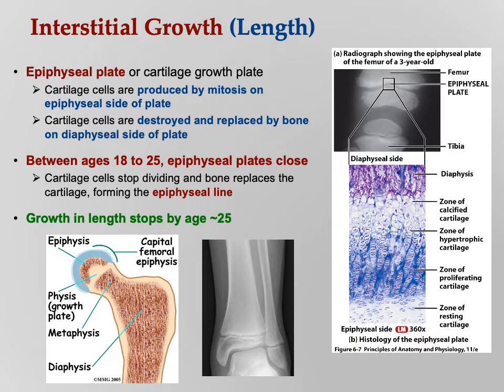So that's why growth in length stops by around age 25. At age 25, you're usually as tall as you're ever going to get. Oftentimes for females, by the time you're around 16, that's about as tall as you're going to get. And for a lot of males, your height at around age 18 is often about as tall as you're going to get. But it can continue all the way up to like 25.